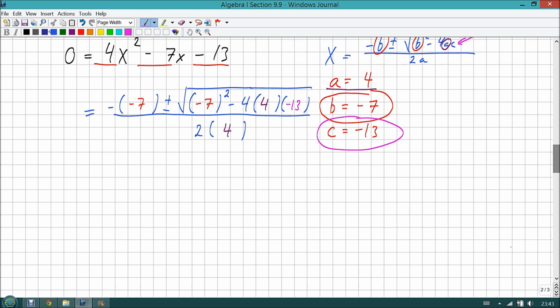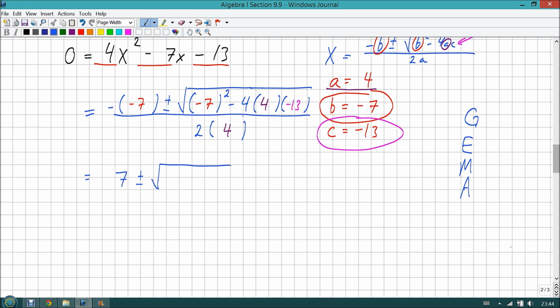Once we've done that, it's now just a matter of arithmetic. Remember your order of operations: grouping symbols, exponents, multiplication, addition, and take it one step at a time. It looks daunting, but if you take it one step at a time, it's actually really easy. I'm going to start here. Negative 7 is a positive 7.